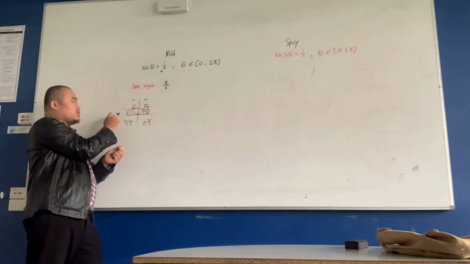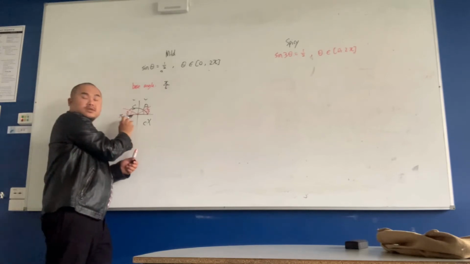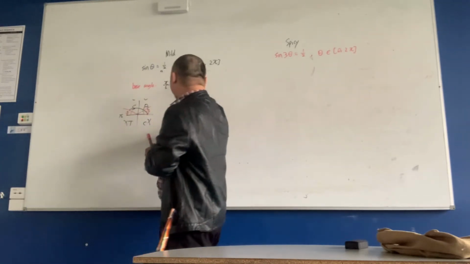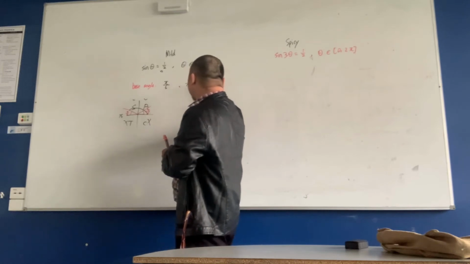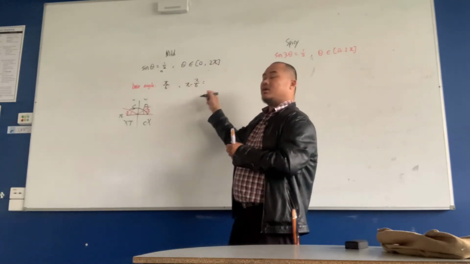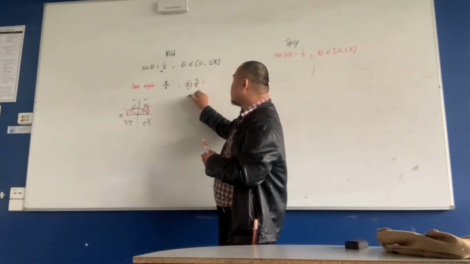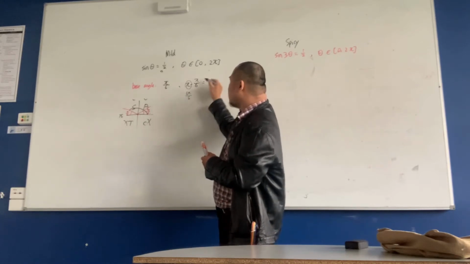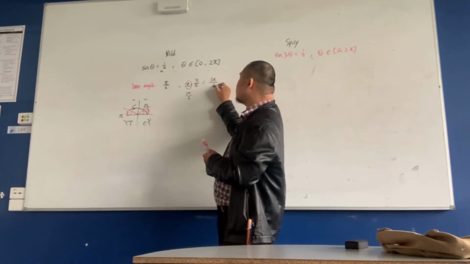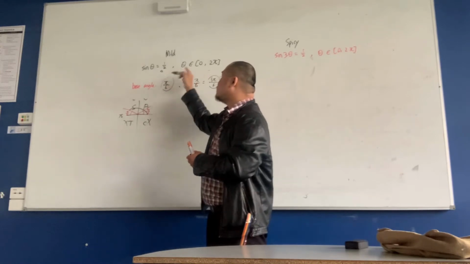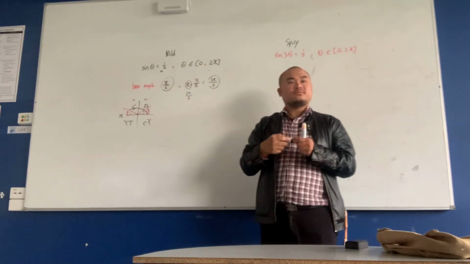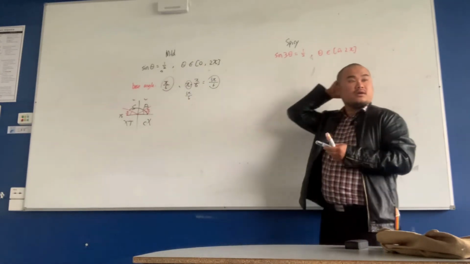Yeah, so all we know this is pi, right? So pi take away pi over 6. So the second answer would be pi take away pi over 6. What is that? So we need to convert this into 6 pi over 6. All right, so therefore there will be 5 pi over 6. So these two will be the answers. Does it make sense? All right, okay.